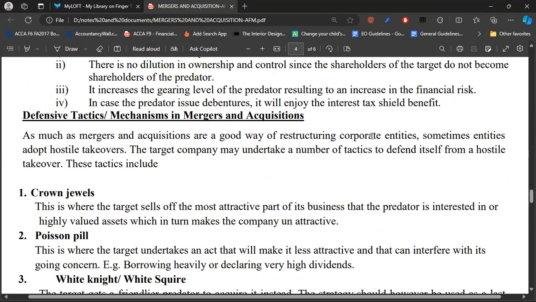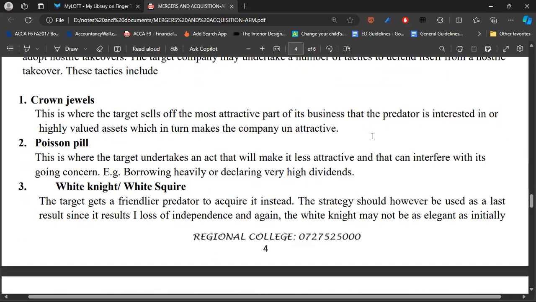And one of them, I will give some examples here. We normally have something called the crown jewels, and this is where the target sells the most attractive part of its business that the predator is interested in, or a highly valued asset, which in turn makes the company unattractive. With crown jewels, you can revalue some of the things which you can see that the predator is targeting, or you can resell those assets.